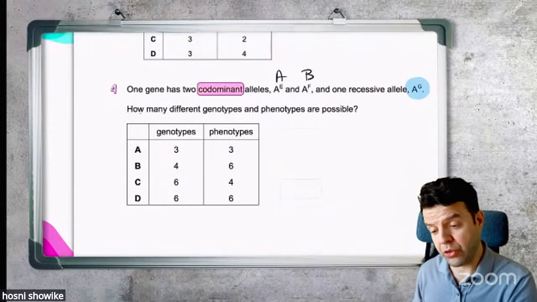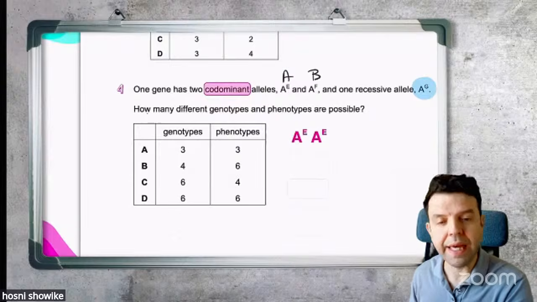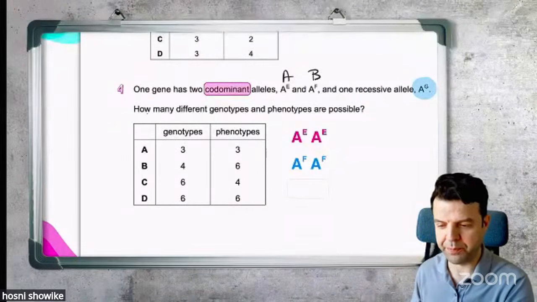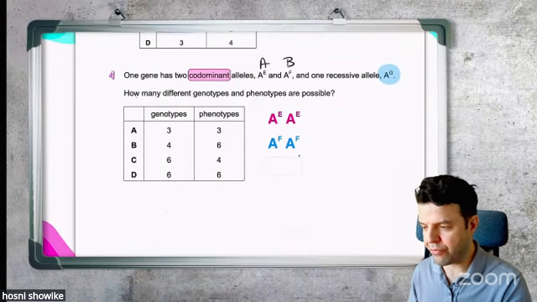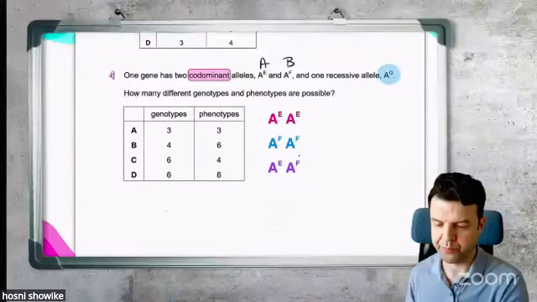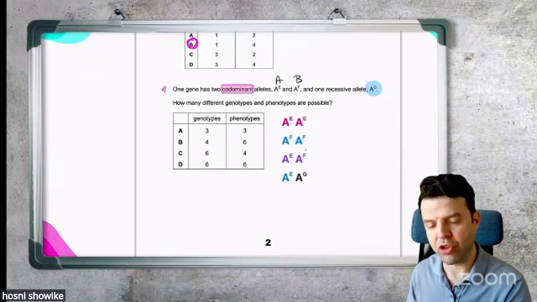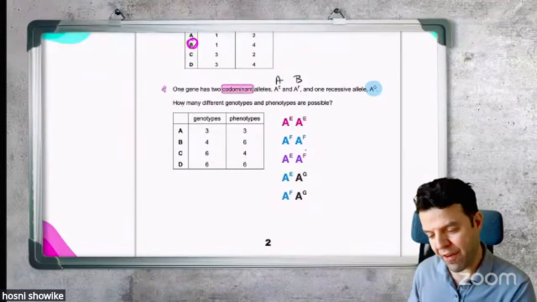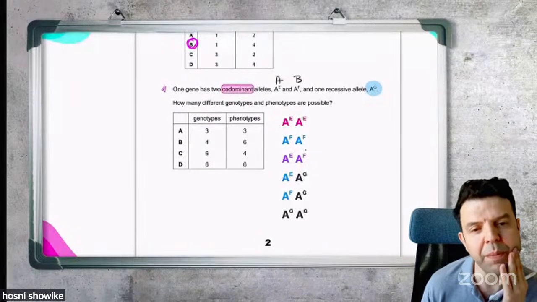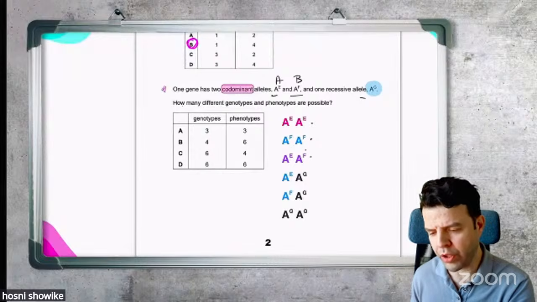Let's first consider the genotypes. I could have EE, I could have FF, okay? And I could have a combination of E and F. That's the codominant. Now let's use G here. I can have a combination of EG, FG, and GG. These are all possible combinations you can have between those three alleles. So how many is the total? 2, 3, 4, 5, 6.